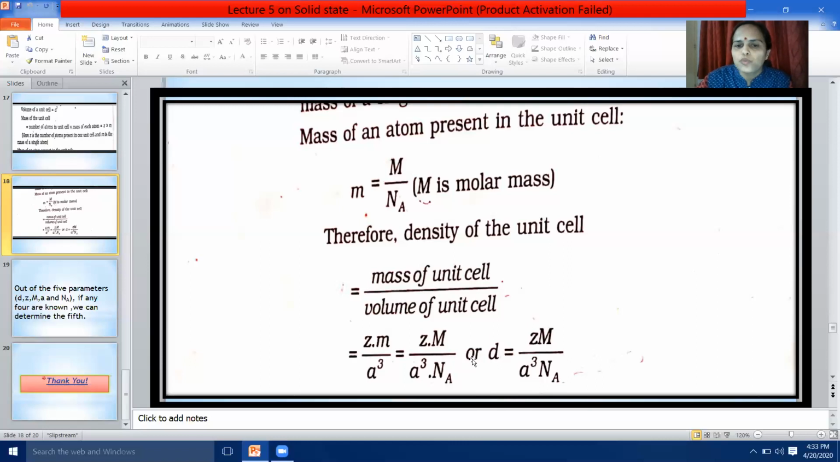Once again I define all these parameters. d stands for density of the unit cell. Small z is the number of atoms that are present per unit cell. Capital M is the molar mass of the substance. a is the edge length. a cube is the volume of the unit cell. And Na is the Avogadro's number. Its value is equal to 6.022 into 10 raised to 23.